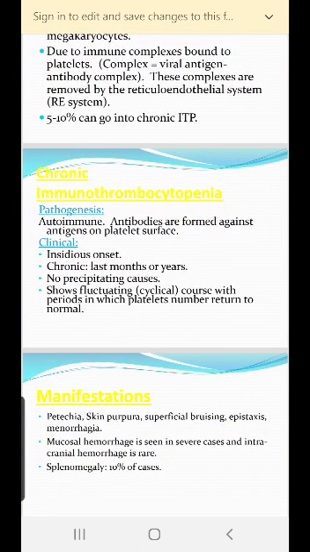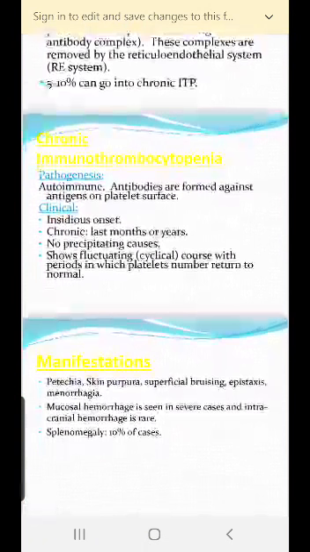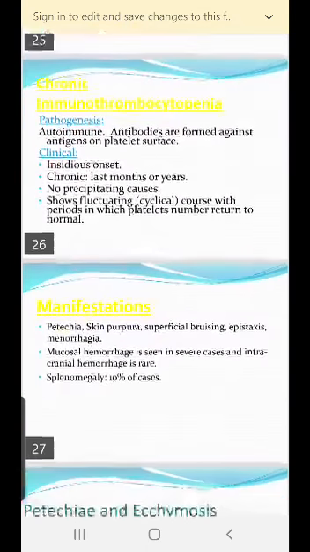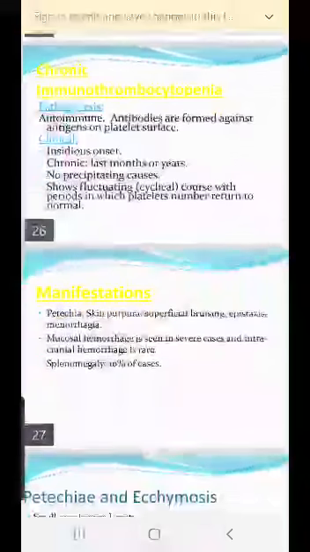Now, the chronic ones have some antibodies which are going to last for a longer time, with quite an insidious onset. Many times it's 50 to 60 year old ladies who come with thrombocytopenia every 6 months. So you just have to treat them with steroids and infuse platelets so that the platelet count is kept in check.